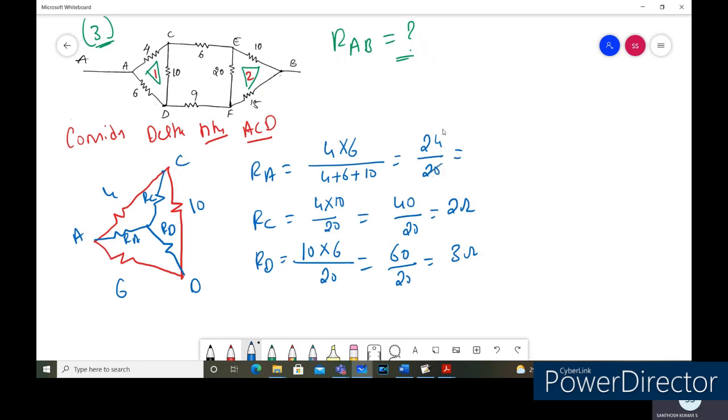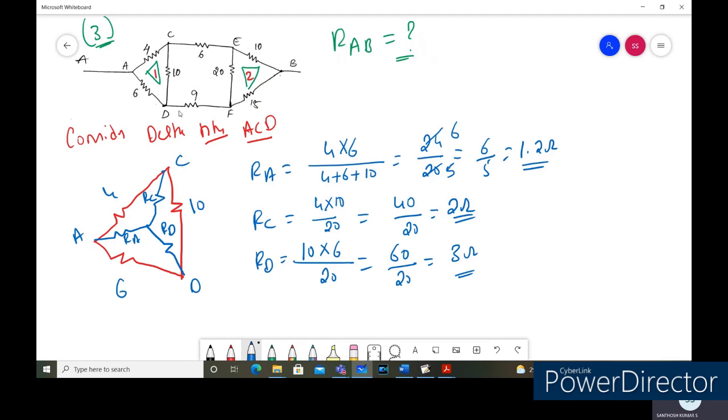And this is 24 divided by 20. We can take 4 fives and 4 sixes, so it is 6 by 5 ohm, which is equal to 1.2 ohms. This is the equivalent resistance we get between the nodes A, C and D.